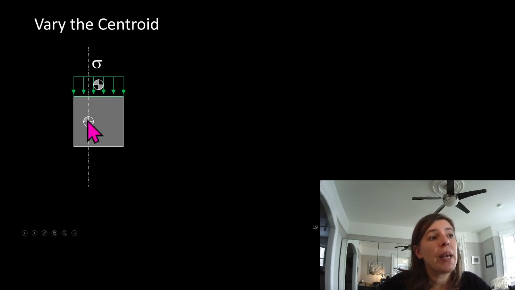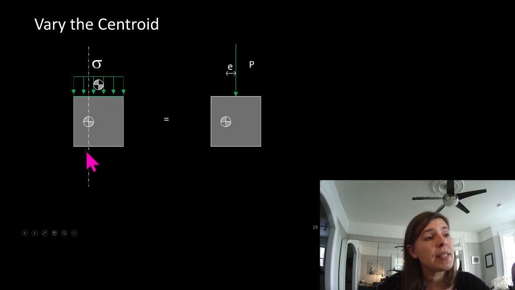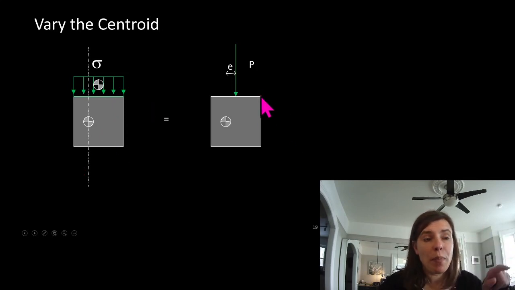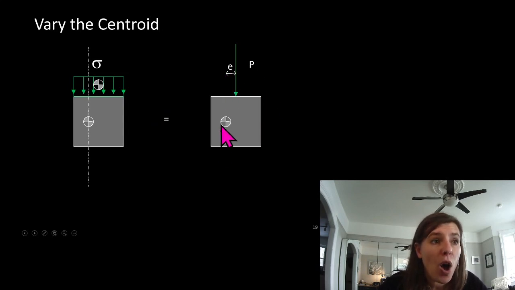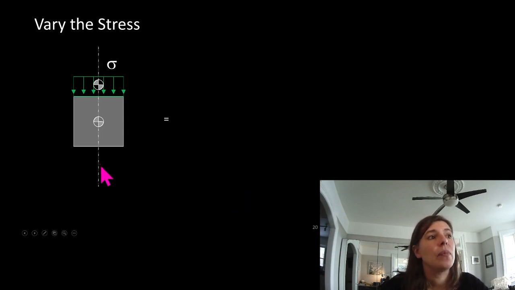What happens if we vary the centroid of the object? Well, now we have an eccentricity. So we have the centroid of the object, and we have the force that would have been applied over this area A times our unknown distance B. So we're remembering that B is still there, but we've got our eccentricity now. And then we've got M equals P times E.